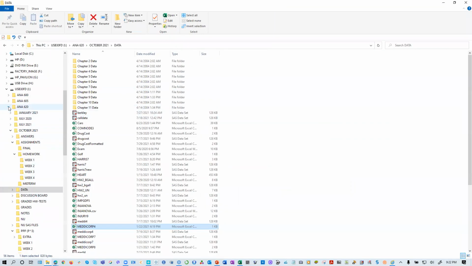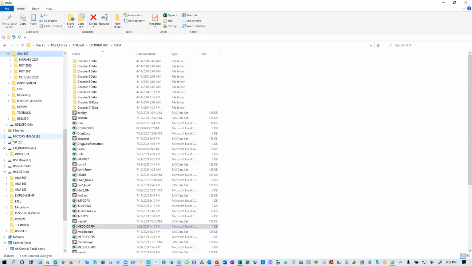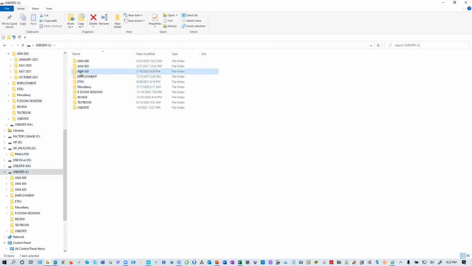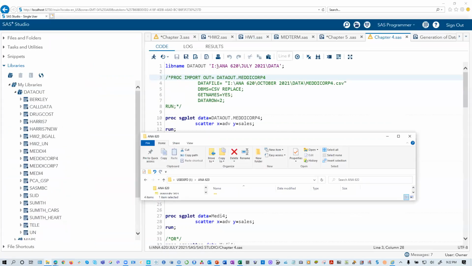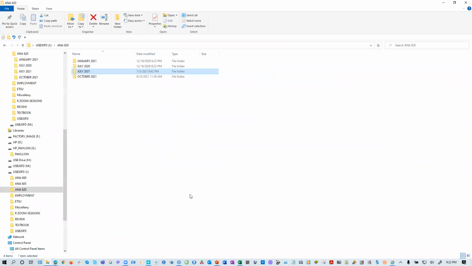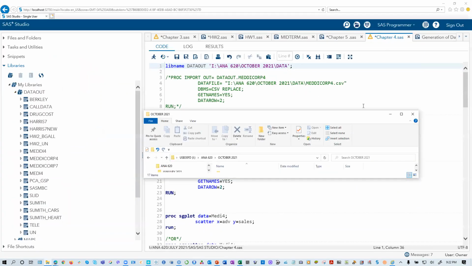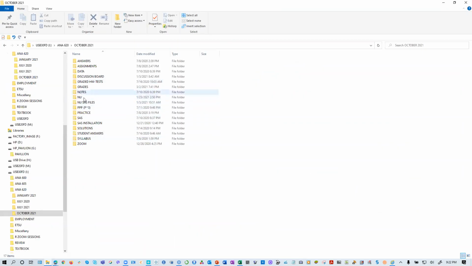Okay, I'm going to go to NR 620. See NR 620. Okay, July. Oh, I'm going to make this October. It's the same thing. October 2021. Then I have October. I go to that one, then I go to data. I open that folder, see this folder, data.